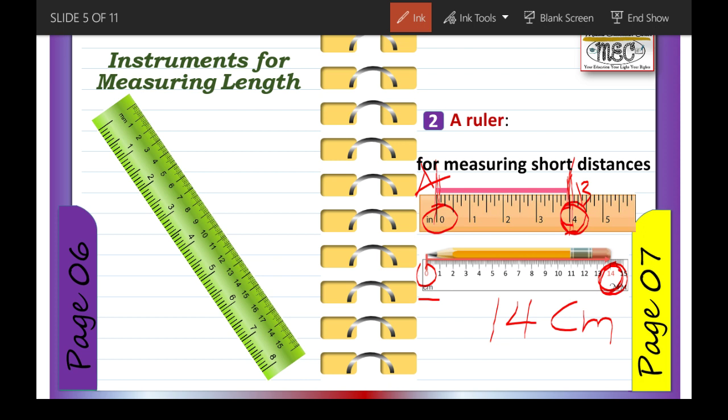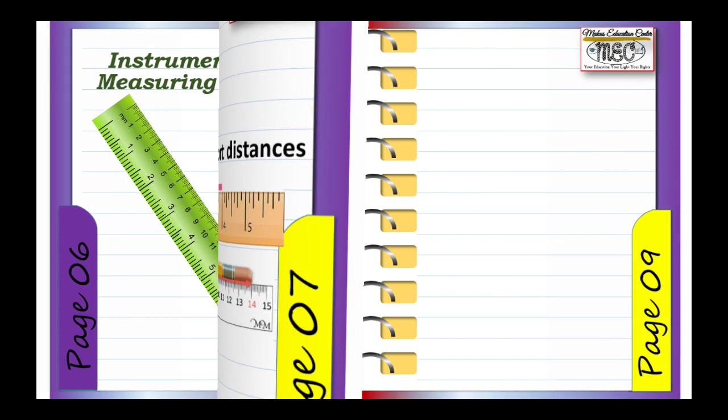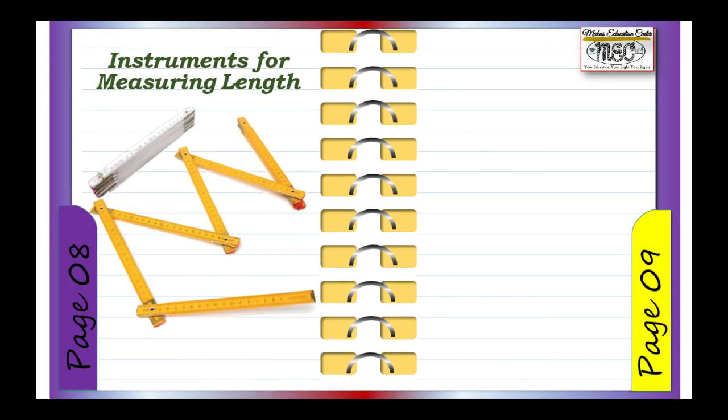You see, you can now measure the length of a classroom, the length of a table. You can measure the length of a line in your book. You can also measure any short distance using what? Using a ruler. The next one is what you call the yardstick.